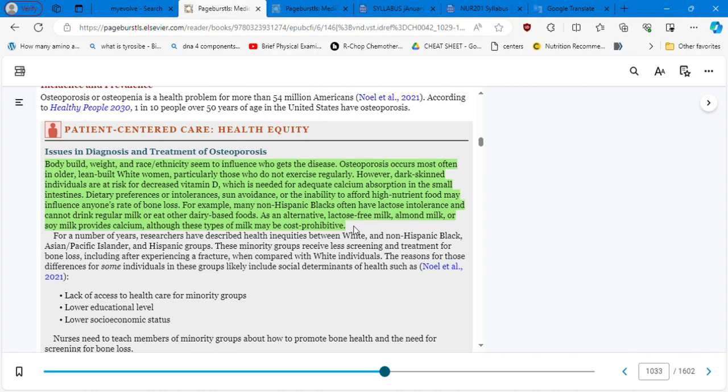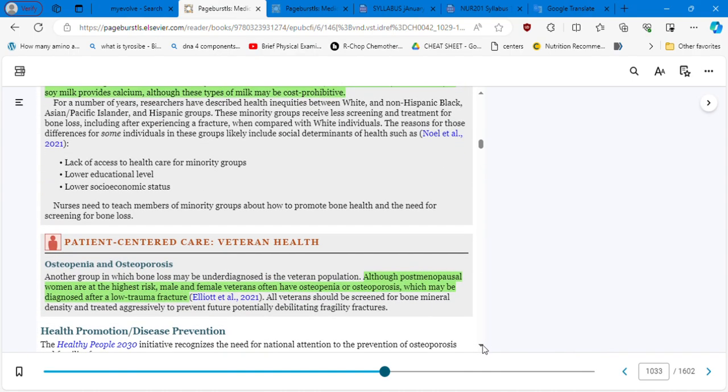In order to cover those nutrients. Okay, please, I'm going to write a reminder here. I'm going to teach you how to do that so you can teach your patients.